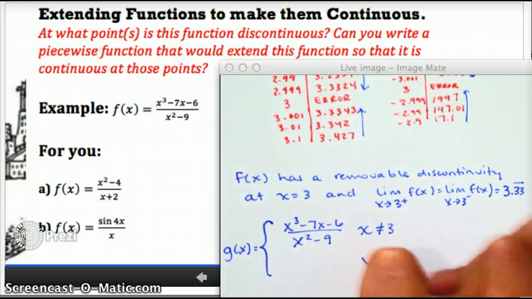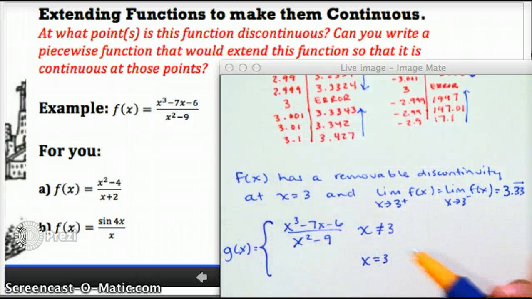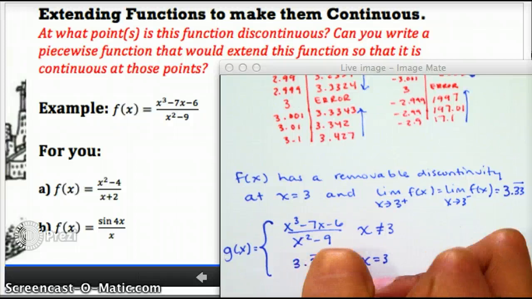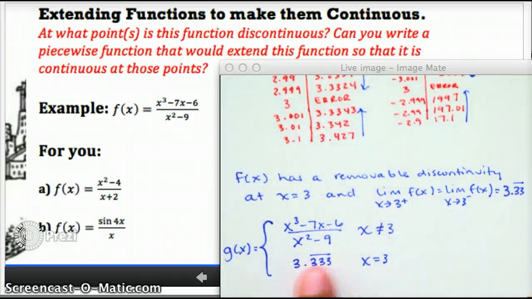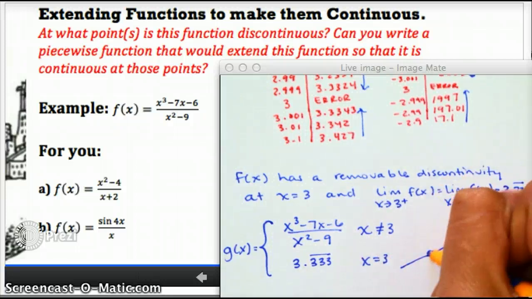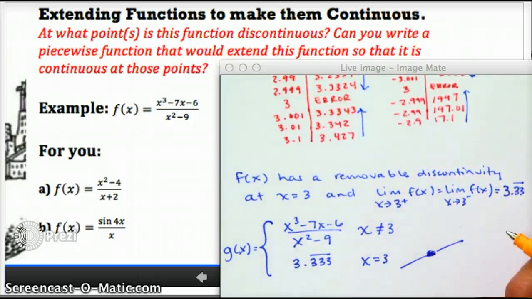When x is 3, and this is kind of like plugging the hole, we're just going to decide that y has to equal 3.333 repeated. And this one point that I'm adding to the function, think about having a hole. Well, it's like I'm adding in a point right here to make the function continuous.